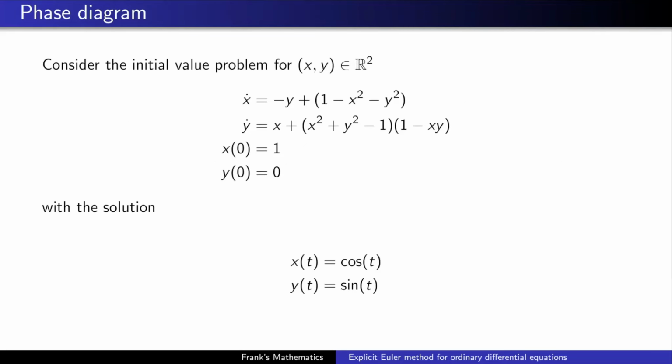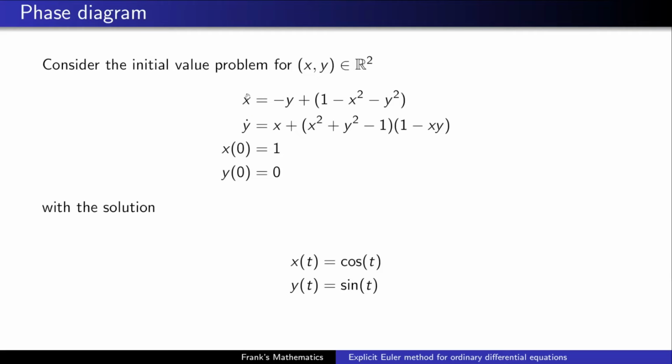Let's take a look at a more complex initial value problem, which consists of two coupled ordinary differential equations for x and y. And I made here a small change of notation. For the time derivative, instead of x prime, I use x dot, which is the physical notation, just to inform you. Which you might see quite often.